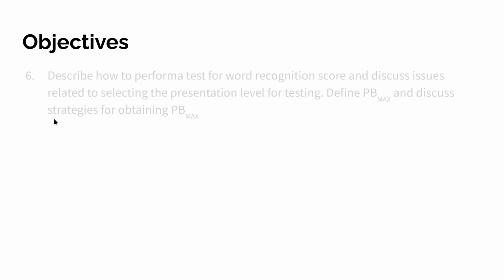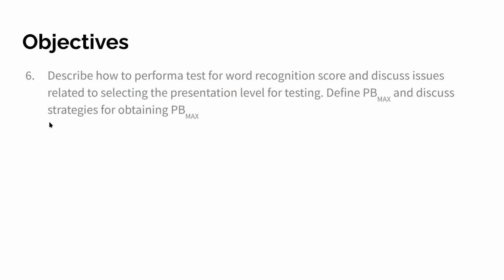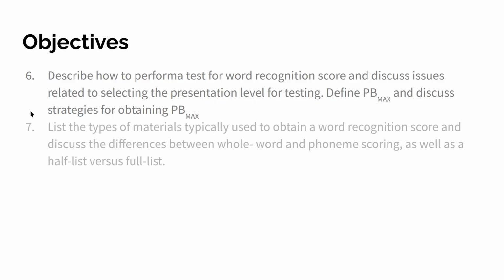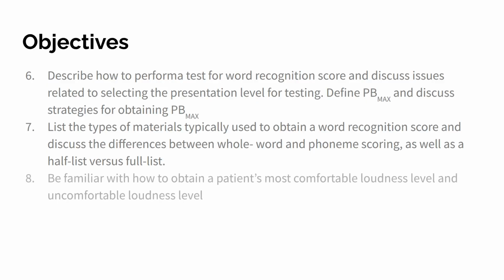So objective number 6, describe how to perform a test for word recognition and score it, and discuss issues related to selecting the presentation level for testing. Define what PB max is and discuss strategies for obtaining PB max. List the types of materials typically used to obtain a word recognition score and discuss the differences between whole word and phoneme scoring, as well as half list versus full list testing.